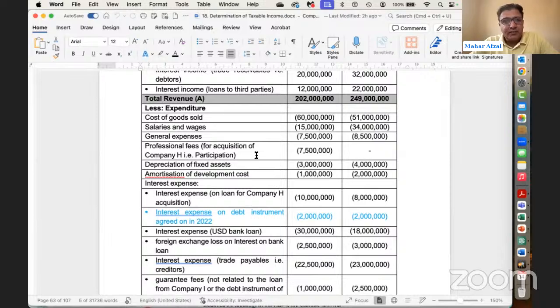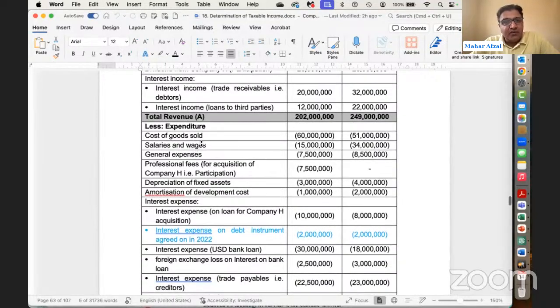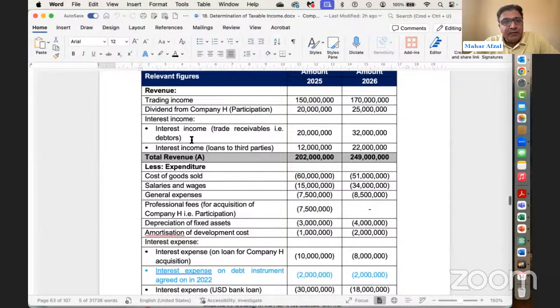7,500. General expenses are fine, salaries and wages are fine, cost of goods sold is fine. For this interest income, we need to apply a net interest basis. The dividend from company H should not be subject to tax because this is under the participation exemption and the conditions are satisfied. So my number before deduction of interest is 27.5 million.